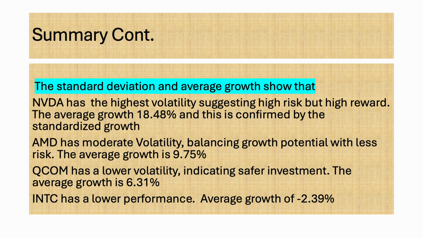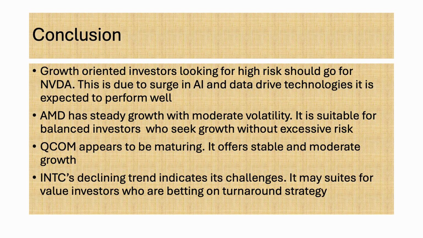AMD has moderate volatility, balancing growth potential with less risk. The average growth rate for AMD was 9.75%. Qualcomm has lower volatility, indicating a safer investment here, and the average growth is about 6.31%. And Intel has a lower performance with an average growth of negative 2.39%.